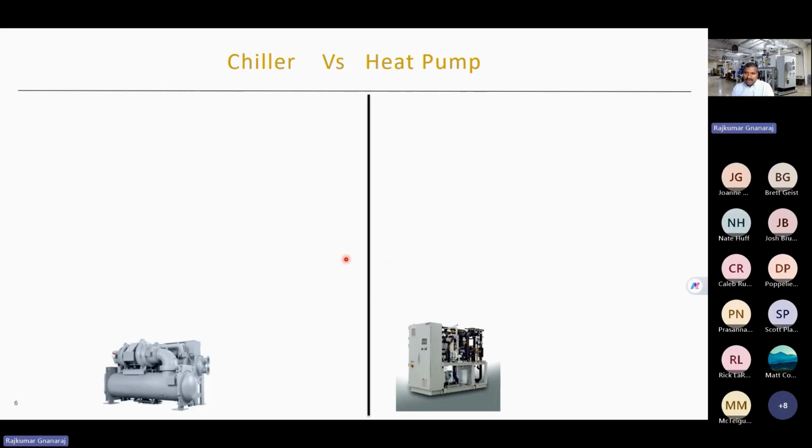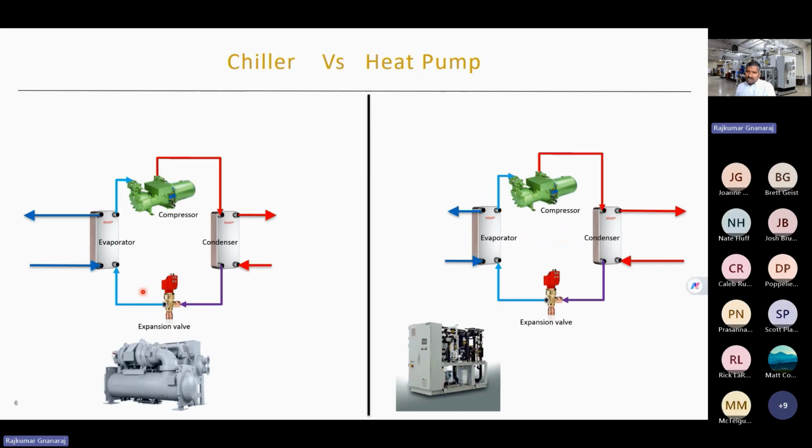Before I go into detail about the applications, case studies, and challenges, I would like to give a brief overview of what a heat pump is by comparing it with a chiller. Both heat pump and chiller work on a principle called the vapor compression refrigeration cycle. Both are refrigeration equipment. You can see the same components in a chiller as well as a heat pump: compressor, condenser, expansion valve, and evaporator.